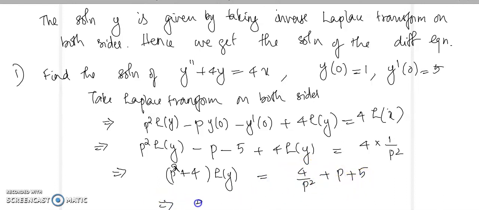So therefore L of y will be 4 by p square into p square plus 4, plus p by p square plus 4, plus 5 by p square plus 4. Now let us take the inverse transform. So the first term we have to simplify using partial fractions.